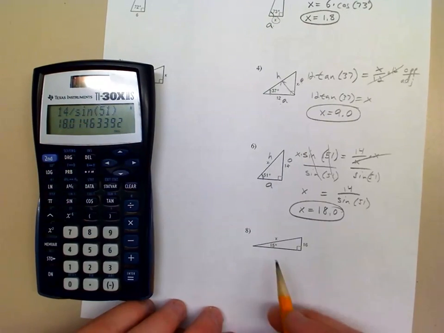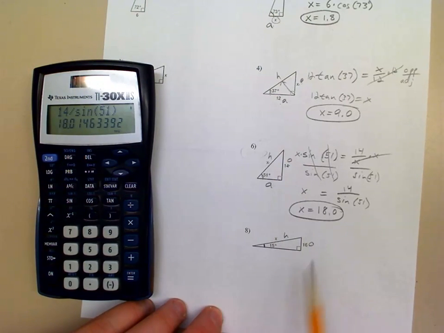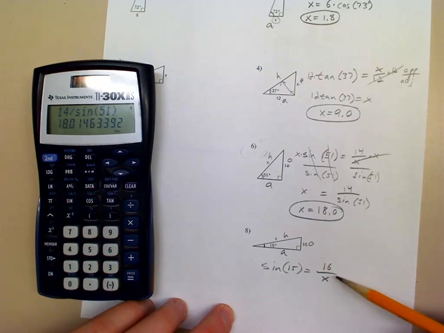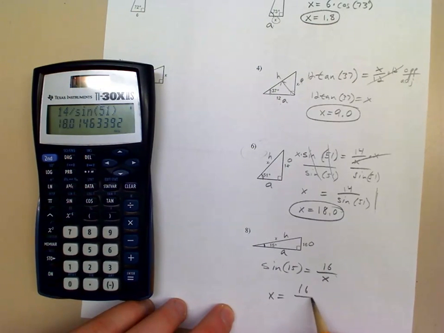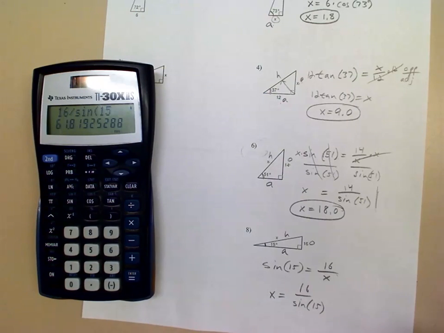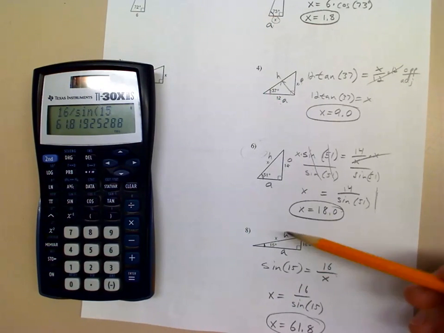Last one we'll do on this side. Here's the angle, opposite, hypotenuse, and here's the adjacent side. This one's going to look just like the last one. So again, I'm doing sine of 15 equals 16 over x. So x is 16 over sine 15. I'll type that in. So x is 61.8. We don't know the units here, we just know that's the distance.